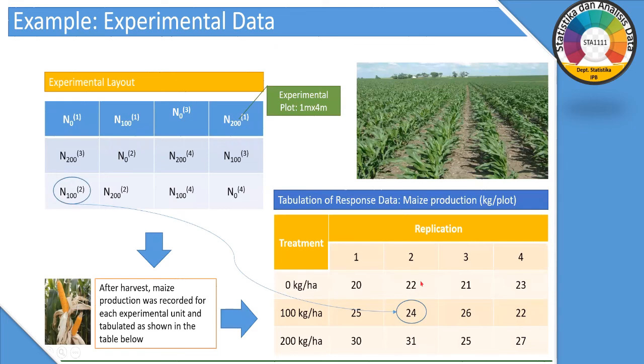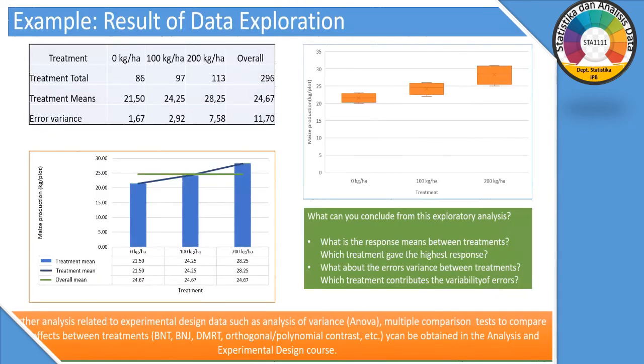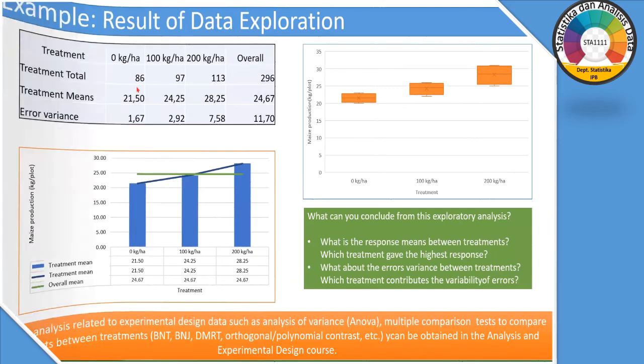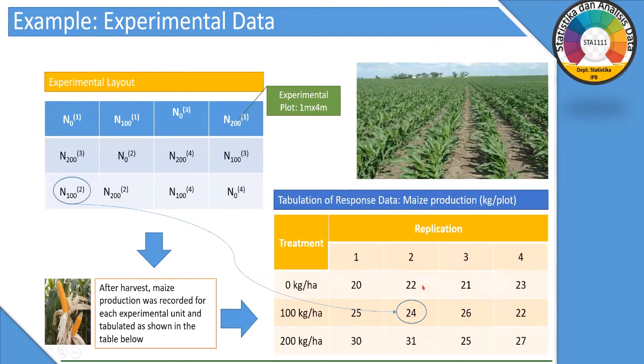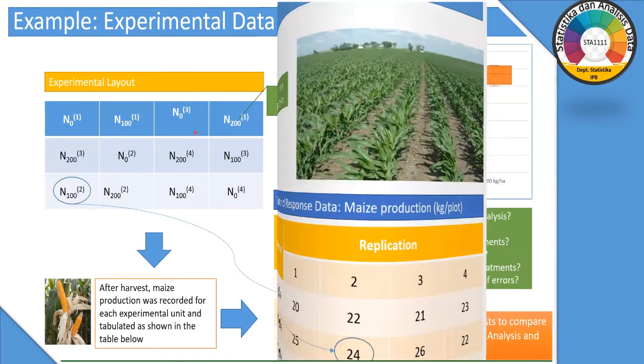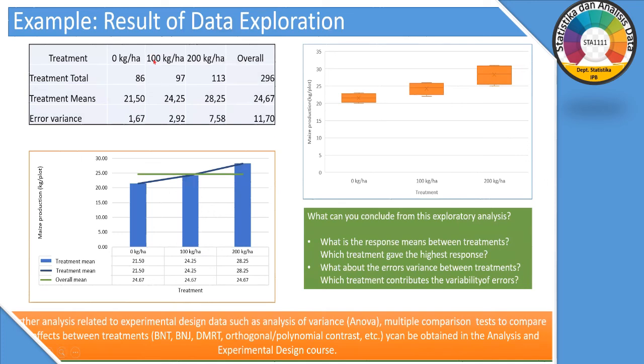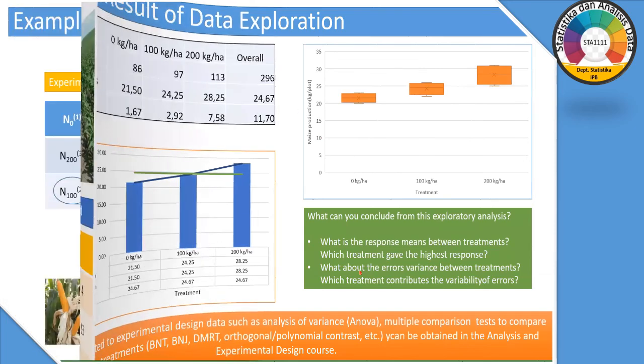Okay, so the next step is maybe you calculate the treatment total, total response, and treatment means, right? So here, for the 0, the total is 86. Look at this, the total is 20 plus 22 plus 21 plus 23. So the total is 86, right? For the 100 kilogram per hectare, the total is 97. For the 200 kilogram per hectare, the total is 113, right?